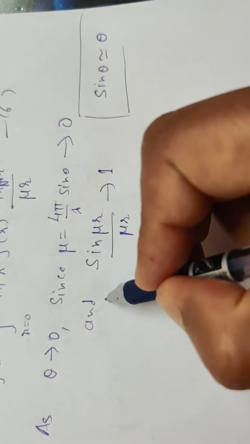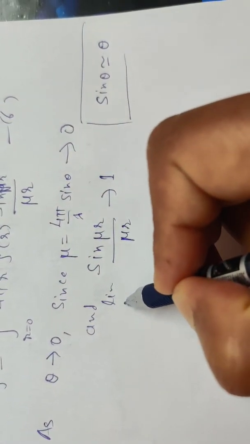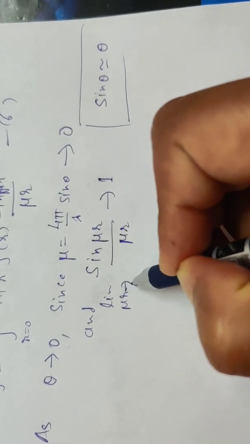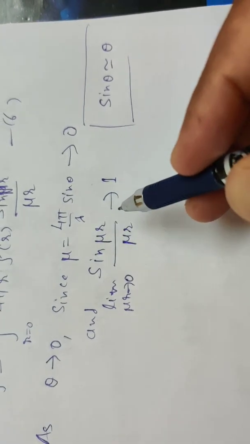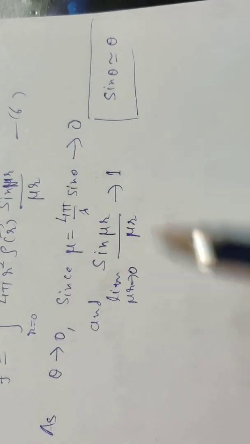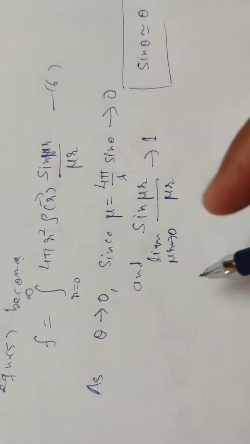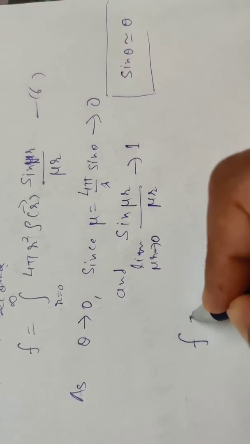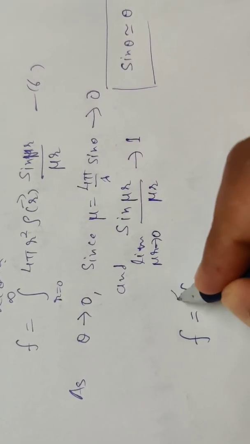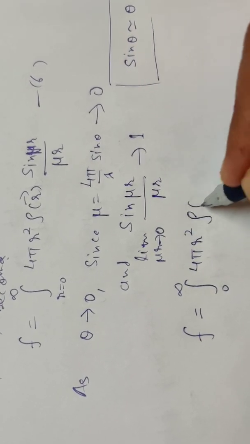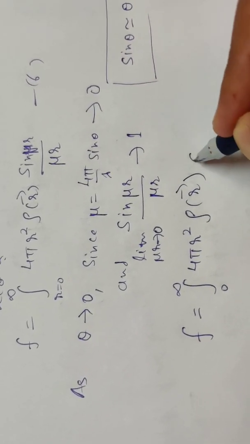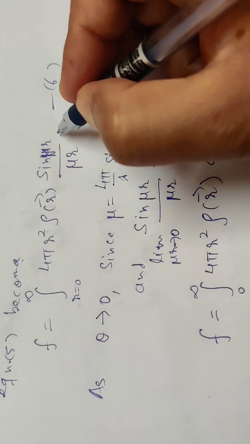Here इसको हम ऐसे लिख सकते हैं, limit mu r approaches to 0, sin mu r upon mu r is equal to 1. So putting this into equation number 6, your f becomes the integral from 0 to infinity of 4 pi r square rho r dr. So sorry, there will be dr.